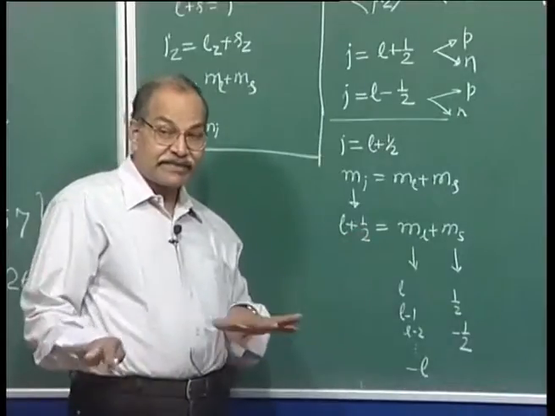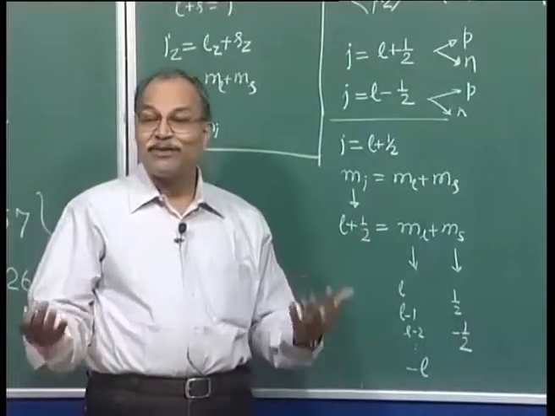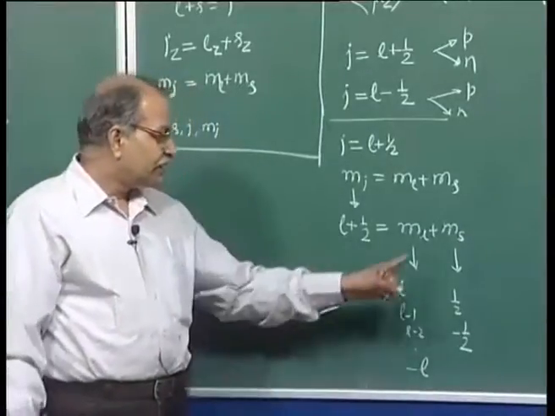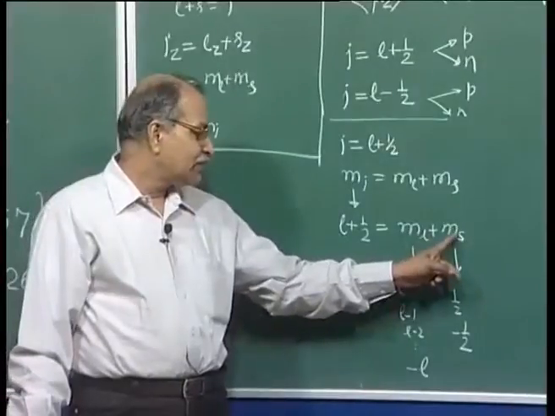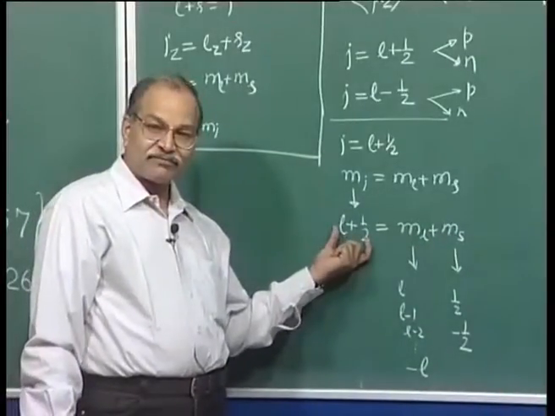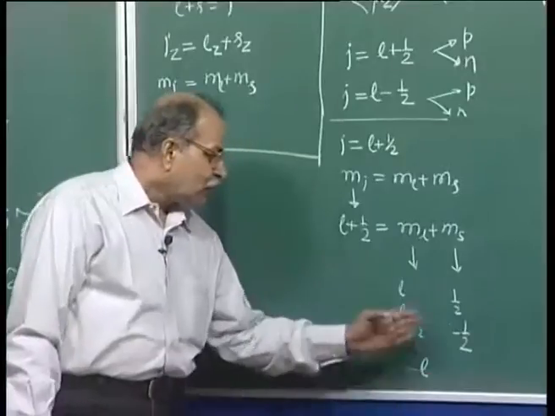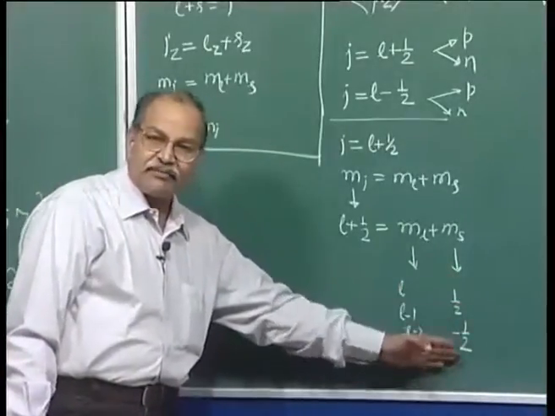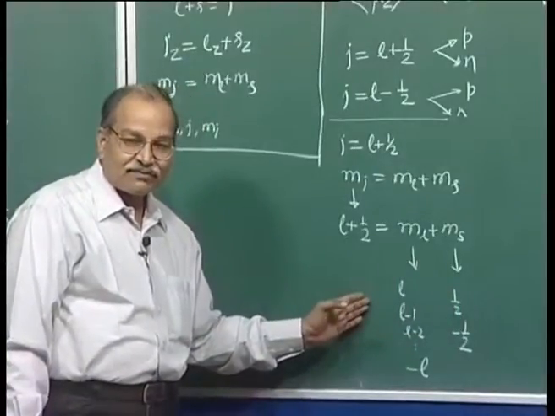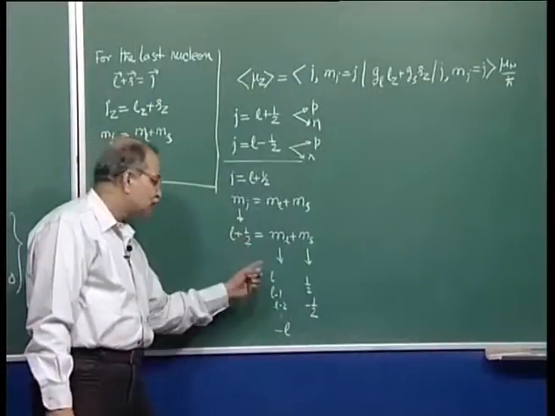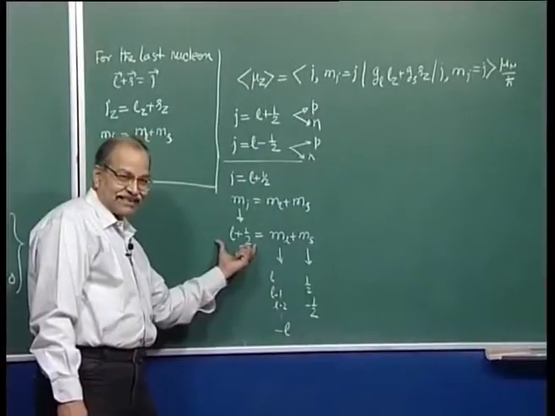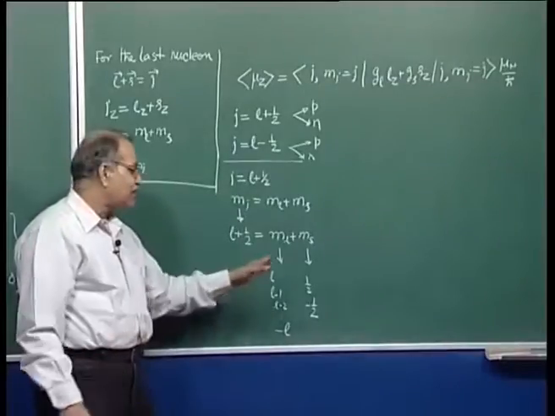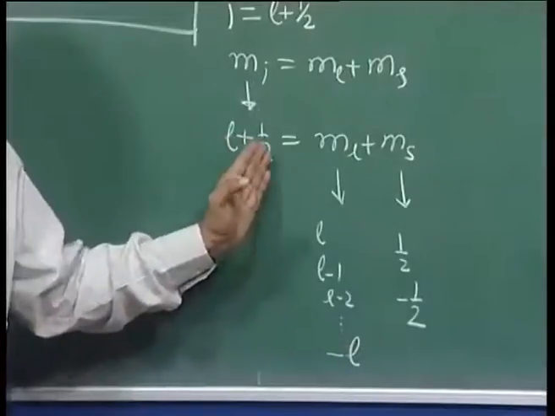There can be mixed states. I am ready to take more than one value of m l and more than one value of m s, but the condition is that m l plus m s should become this much. So, from this list, what value of m l should I choose and what corresponding values of m s should I choose to get L plus half? What are the possible sets of m l and m s to give me L plus half?